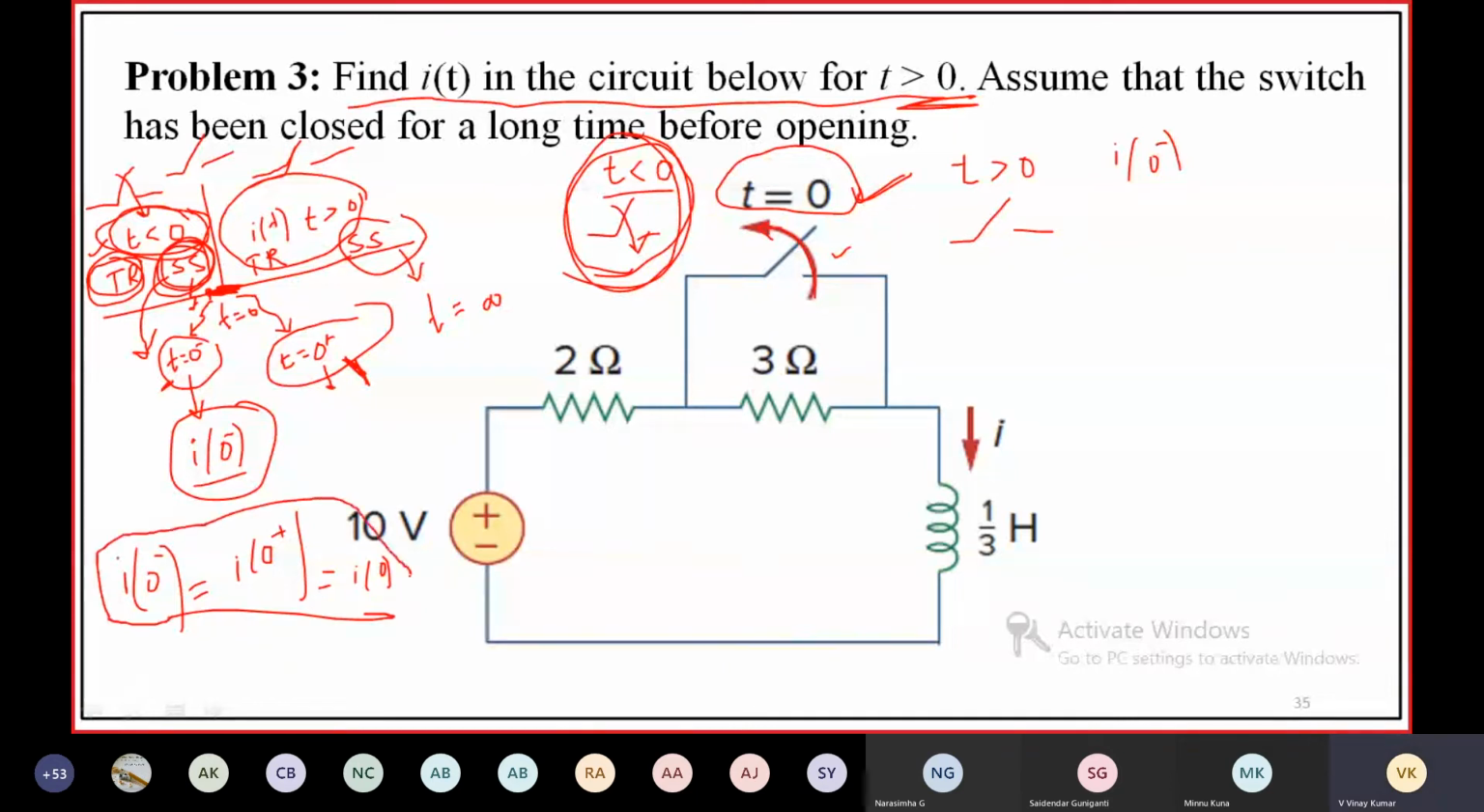You should find this. So you find I of 0 minus. In order to find I of 0 minus, you need to draw the circuit at t = 0 minus. If t = 0 minus, what will be the circuit?